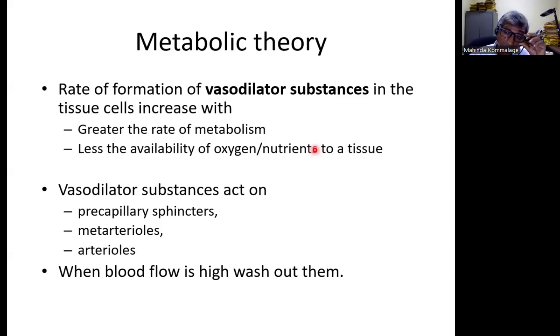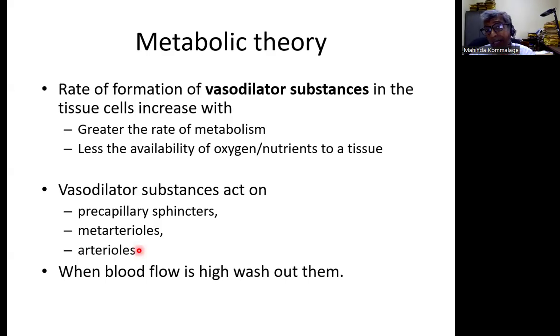So that is what we call metabolically active vasodilatory substances. What are they? Carbon dioxide, H plus, potassium and those things. These metabolites and lack of oxygen will act on precapillary sphincters, meta-arterioles and arterioles and dilate the blood vessels. So you can now understand that when you are running, inside the muscles you produce more carbon dioxide, more H plus, more potassium. This will act on these places in the muscles and dilate them. Then we get more blood to the tissue, right?